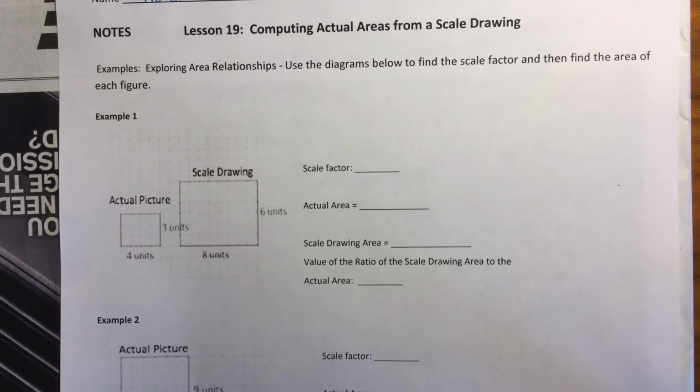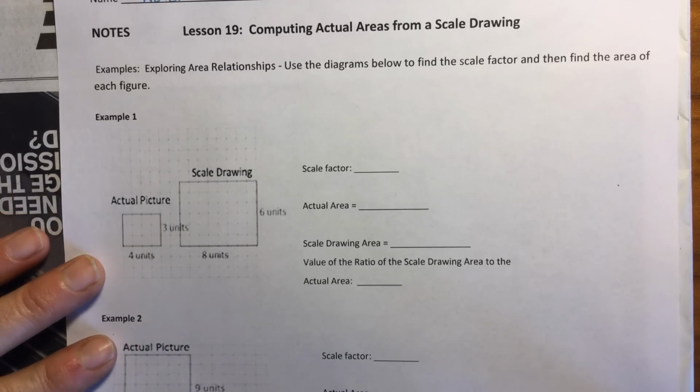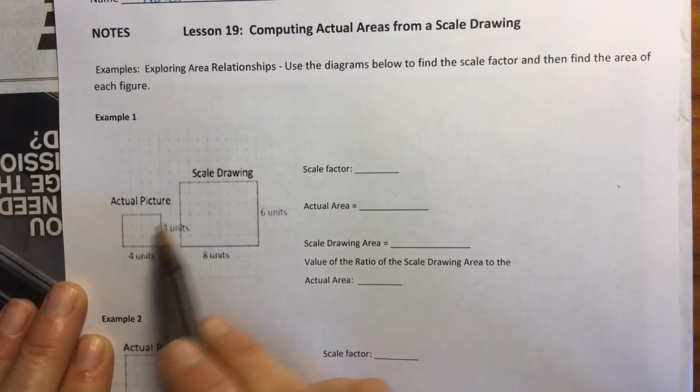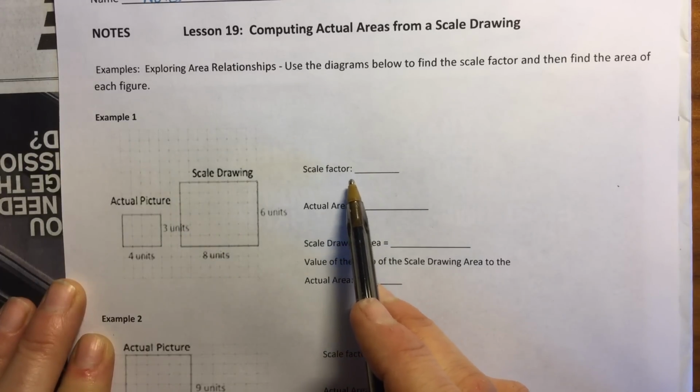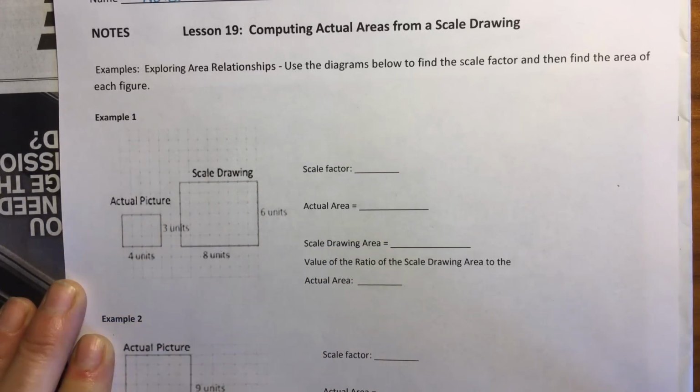Today we're going to look at an easy way to compute the actual area from a scale drawing and knowing its area. All right, so we're going to do 3 examples and then hopefully you'll discover the really easy way to do that. We're going to start by going through these pictures, and we want to know what the scale factor is if you go from the actual picture to the scale drawing.